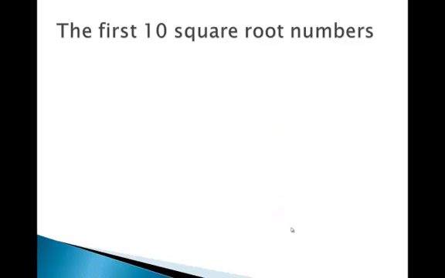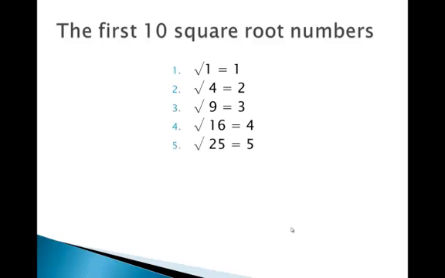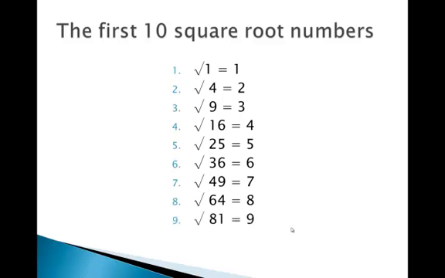So as we did with the square numbers, you should be able to identify the first 10 square root numbers. So the square root of 1 is 1, square root of 4 is 2, square root of 9 is 3, square root of 16 is 4. Square root of 25 is 5. Square root of 36 is 6. Square root of 49 is 7. The square root of 64 is 8. The square root of 81 is 9. And the square root of 100 is 10.